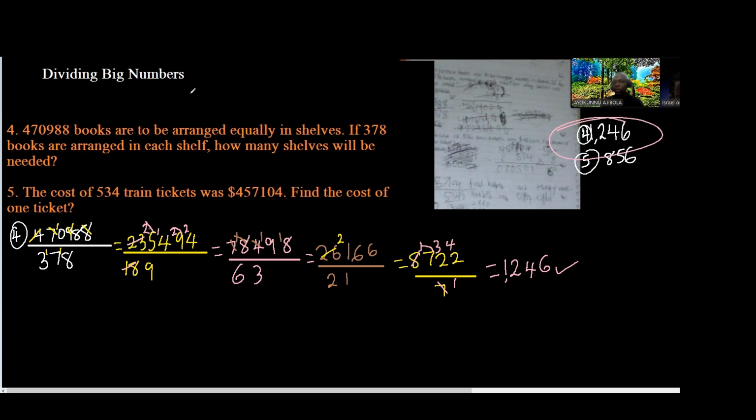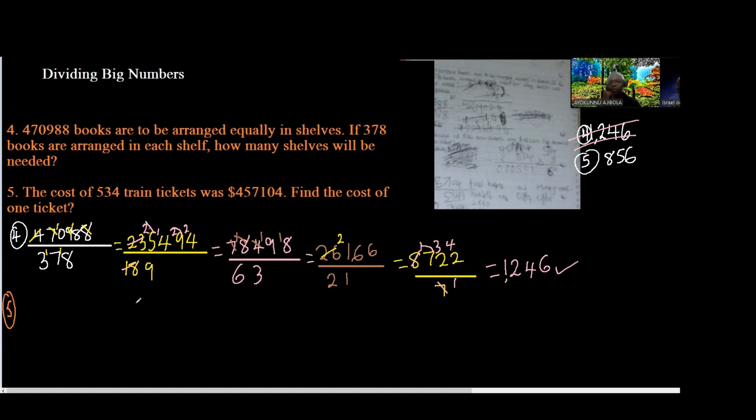That's why I say you should show your work, okay? But this working is clear to you, right? Yeah. And you're going to put it down at the end, but let's look at the second one, number 5. For number 5, the cost of this number of tickets was this. Find the cost of one ticket.